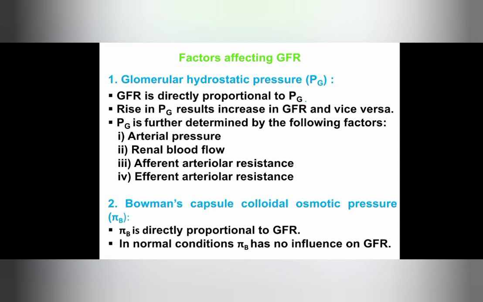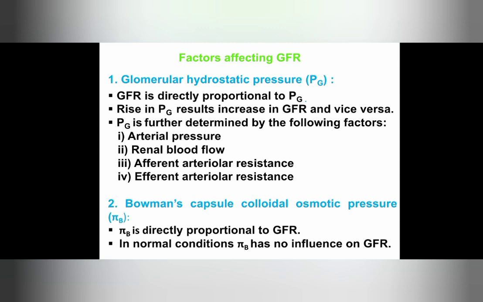Now what is pi G? Pi G is the glomerular capillary colloidal osmotic pressure. So when there is severe efferent arteriolar constriction, the glomerular capillary colloidal osmotic pressure rises, and this causes a decrease in the GFR.